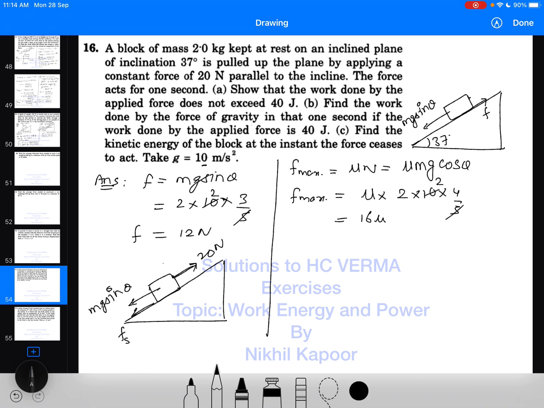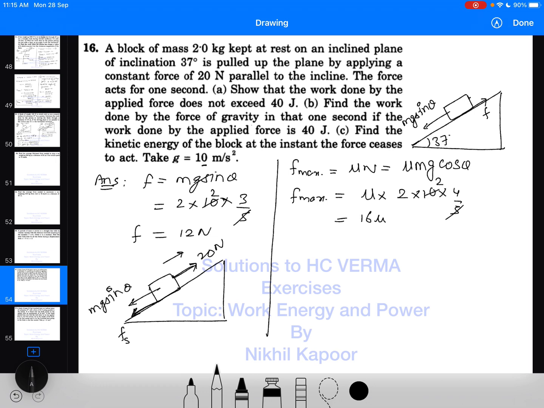Obviously, if we consider the block is displacing in upward direction, then friction would be maximum, that is 16 mu. And we know that the value of mu is always less than 1. So the maximum static friction will also be less than that then. Okay, so let's see now.